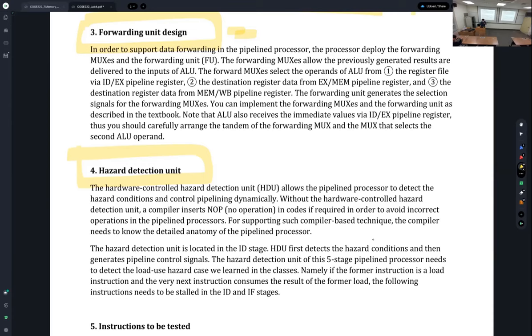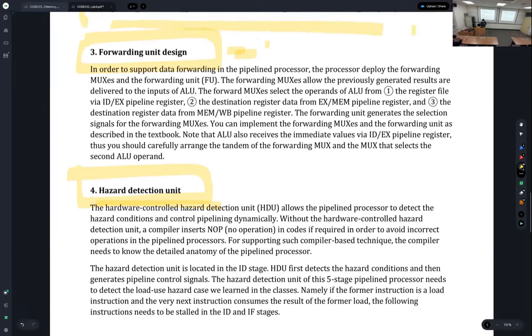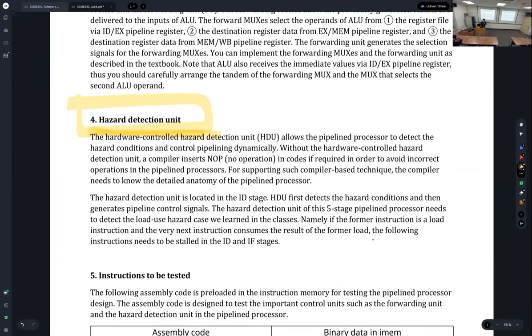So based on what you learned, you need to design the forwarding unit. Also, you need to design the hazard detection unit. The forwarding unit generates the forwarding control signals, which means the selection signals for the forwarding MUXes, and the hazard detection unit generates control signals such as pipeline flush or pipeline stall, and also the flush of all control signals, right?